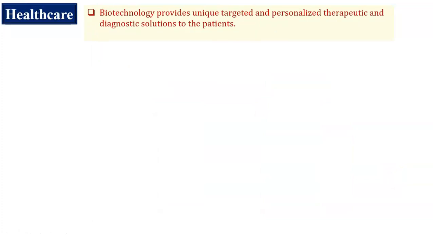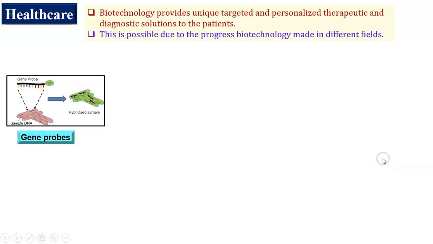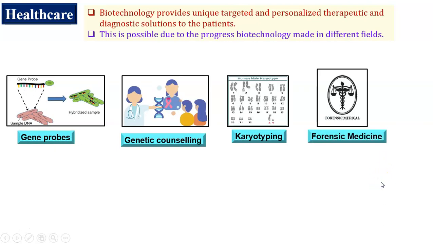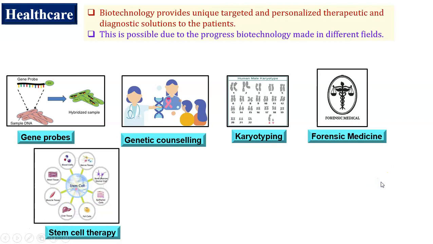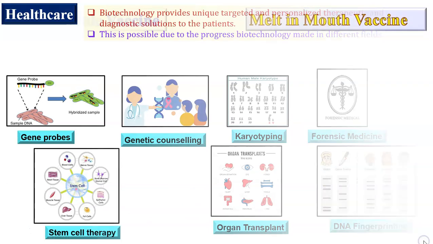Biotechnology also provides unique, targeted, and personalized therapeutic and diagnostic solutions to the patients. Each human body is a unique design. So instead of using generic treatment, biotechnology provides tailor-made treatment. And this becomes possible due to the progress made in different fields such as gene probes, genetic counseling, karyotyping, forensic medicine, stem cell therapy, gene organ transplant, and DNA fingerprinting.